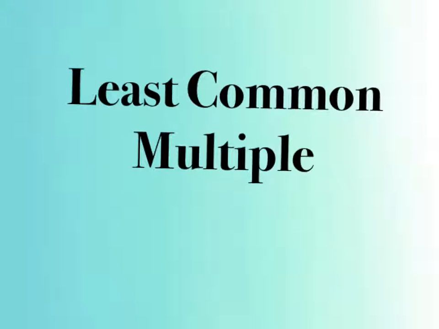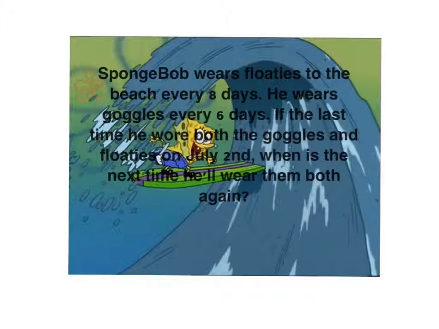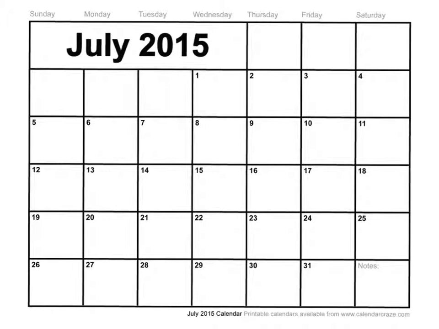We'll be teaching you how to solve least common multiple problems. SpongeBob wears his floaties to the beach every 8 days. He wears goggles every 6 days. If the last time he wore both the goggles and floaties was on July 2nd, when is the next time he'll wear them both again?